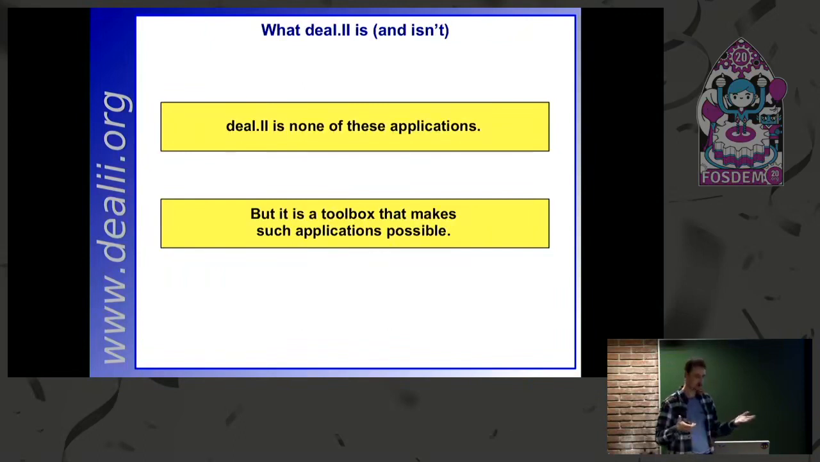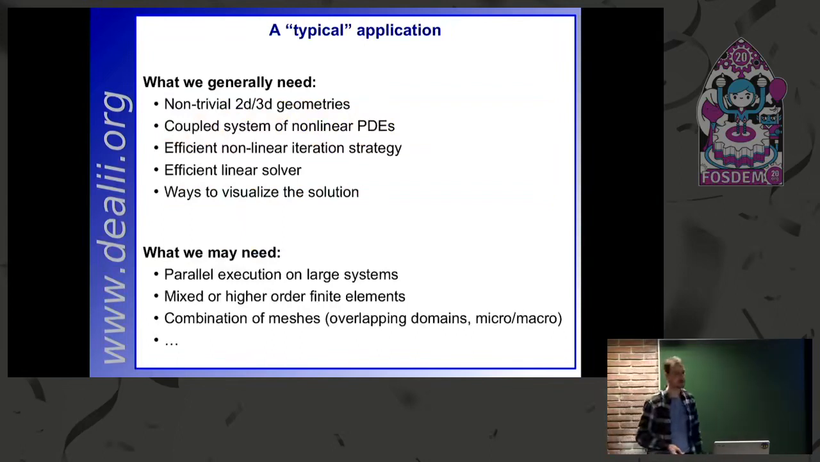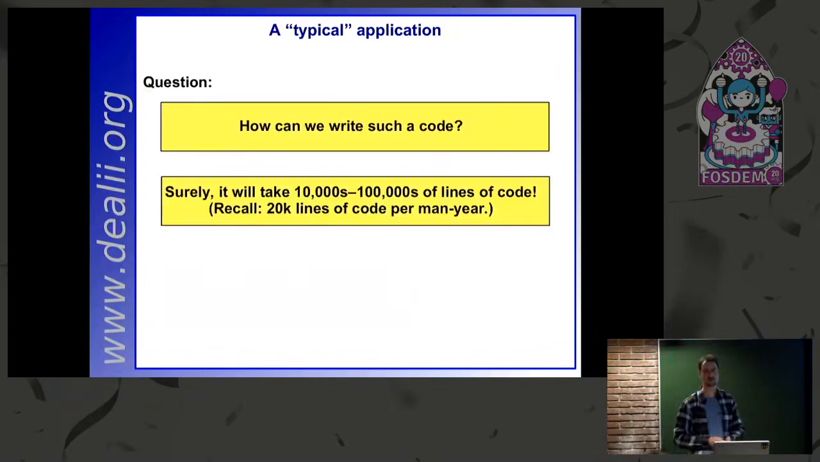So the point I wanted to make is that DL2 is none of these applications. It's the foundation for these sort of applications, right? Just like I said, you can build all sorts of things on top of MATLAB, but MATLAB has all of the functionality. This is how DL2 provides all of the functionality. So typical applications that people build have non-trivial geometries, coupled systems of nonlinear PDEs, nonlinear and linear solvers. You want to visualize this in some elegant way. Maybe you want to parallelize it. Maybe you need to have some mixed or higher order finite elements, so it becomes more mathematical there. So it's a lot of functionality that goes into each one of these applications.